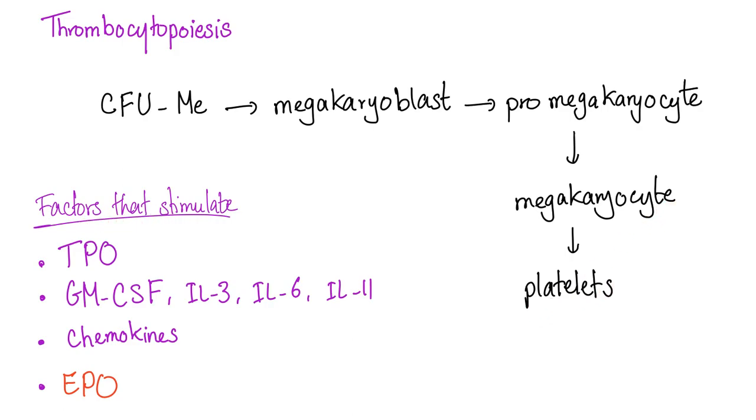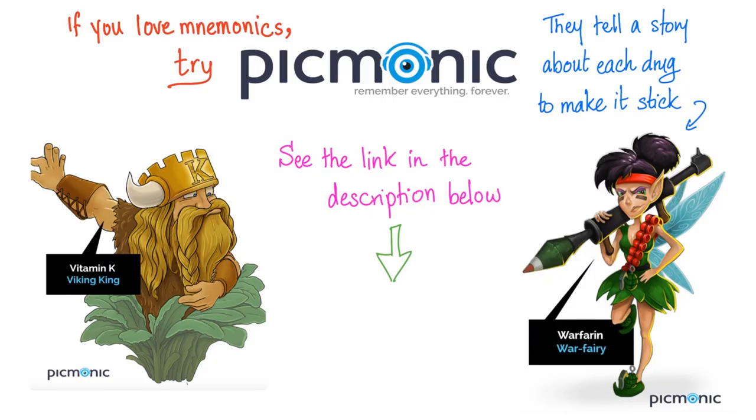What are the factors that stimulate this process of growth into megakaryocyte and therefore platelets? TPO, thrombopoietin, of course. GM-CSF, granulocyte-monocyte colony-stimulating factor, interleukin 3, 6, and 11, chemokines, and EPO. But I thought that EPO only stimulates red blood cell production. Okay, you need to chill. EPO stimulates red blood cells, and red blood cells, and red blood cells, and sometimes it stimulates platelets. Okay, we're gonna live with it.